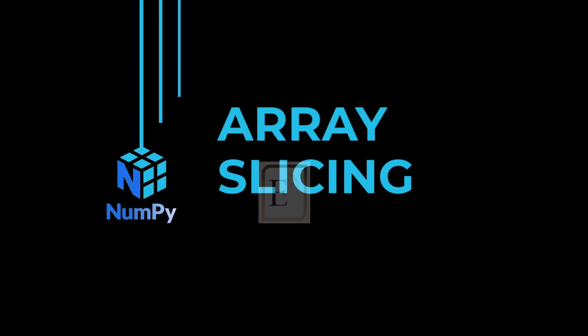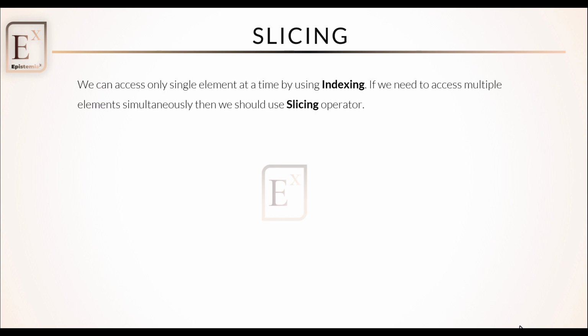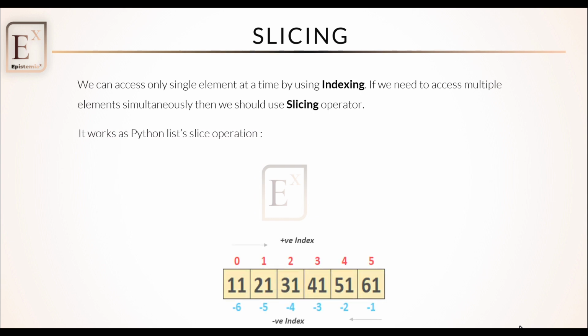Now let's understand another important concept, slicing. We already know that using indexing we can access only one element at a time. But what if we want to access multiple elements together? For that we use slicing. Slicing allows us to extract a range of elements from a list or array, and it works exactly like Python list slicing.